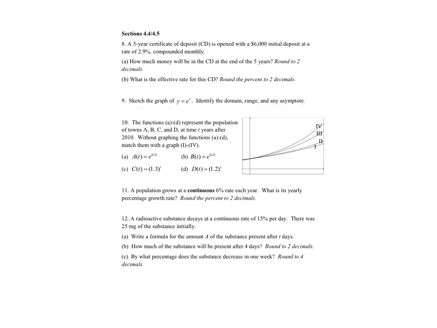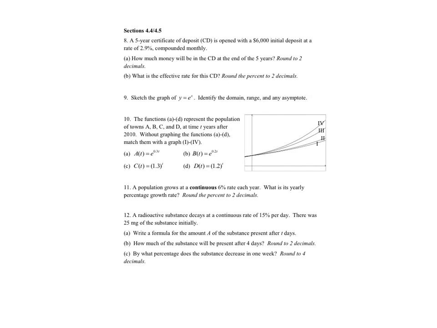So this one says how much money will be in the CD at the end of 5 years. So the first thing we want to do is set up our formula here. So we can do P equals P naught times 1 plus the APR divided by the number of times that it's compounded, to the power of the number of times compounded times the number of years.